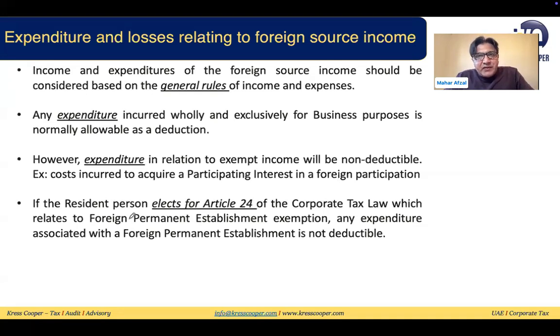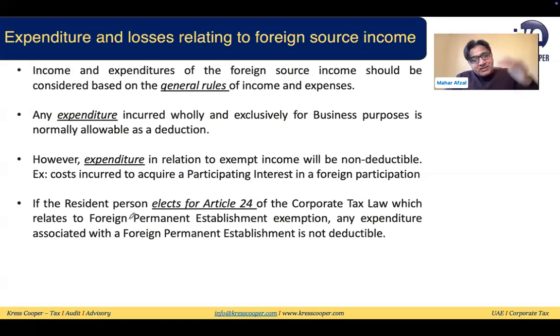So many other expenses are there as well. These expenses and income will follow the generic principle to arrive at their taxable income. This is what I'm trying to highlight. Once this generic principle applies, if income is exempt, related expenses will not be allowed. If the income is taxable, related expenses will be allowed, based upon the generic principle.